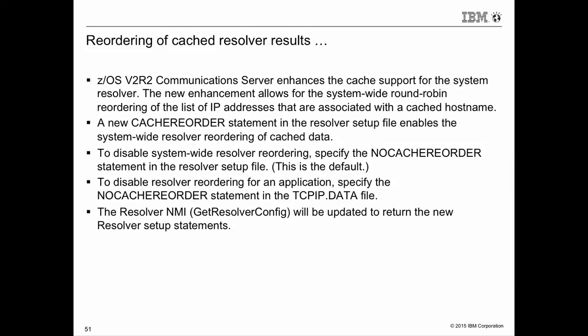So V2R2 tries to return that by introducing a new cache reorder statement in the resolver setup file that basically says that every time we have a resolver call and we fulfill it from the cache, instead of using the list as is, we round robin our way through it on a system-wide basis, so that we're trying to restore some of that non-deterministic pattern that you got by going to a DNS every time.